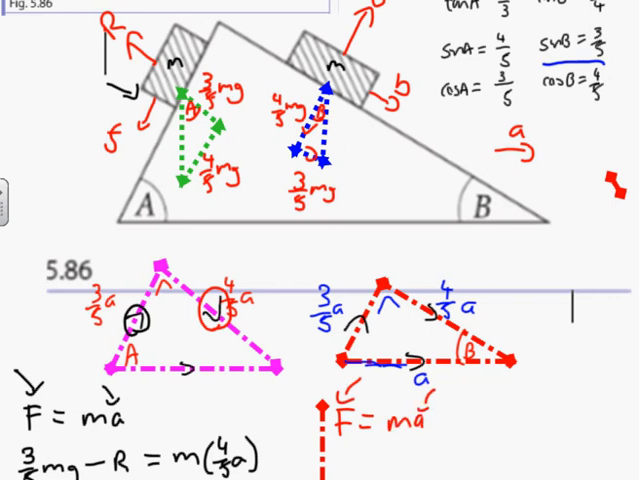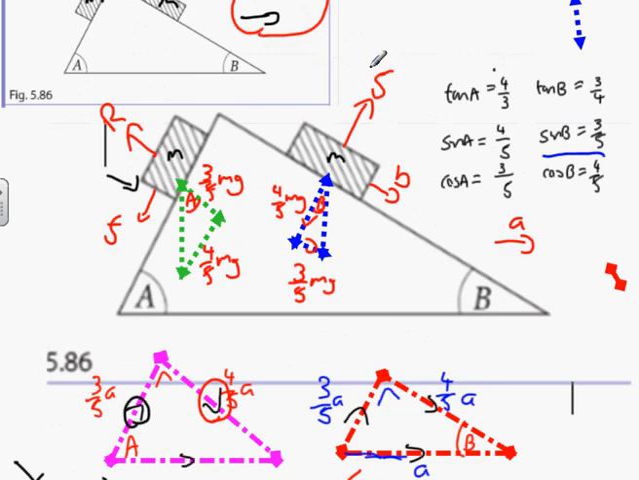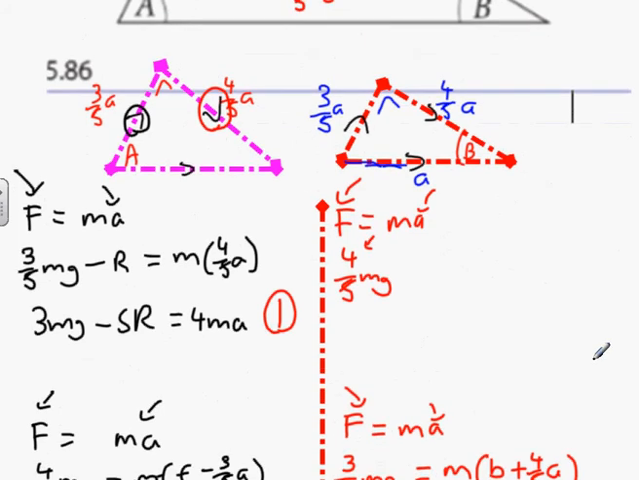Go again. What's forcing this particle here down in that direction? 4/5 mg is forcing it directly down. What is opposing that motion? Not R this time, S. Both of them have different reaction forces, okay? So minus S. Now, equals MA. M times what's A this time?